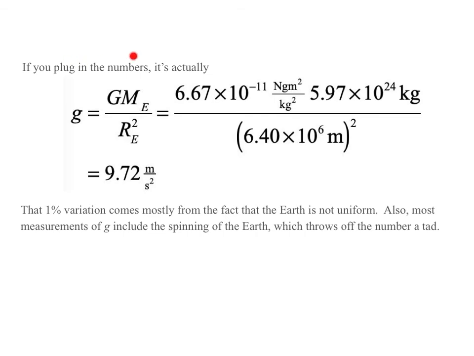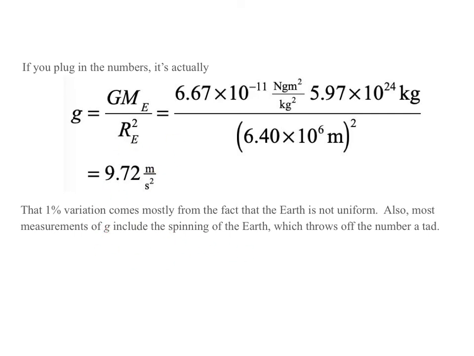If you actually plug in the numbers, you get not 9.8, but 9.72 meters per second squared. That's about a 1% variation from what we would expect, and it comes mostly from the fact that the Earth is not actually uniform. We're also not exactly 1 Earth radius away, whatever that even means. Also, most mentions of g would include the spinning of the Earth, which throws off the number a little bit more. So when we do freefall constants in the classroom, we wouldn't have deducted the value that comes from the centripetal force of the Earth, and so it'd be a little bit off too.